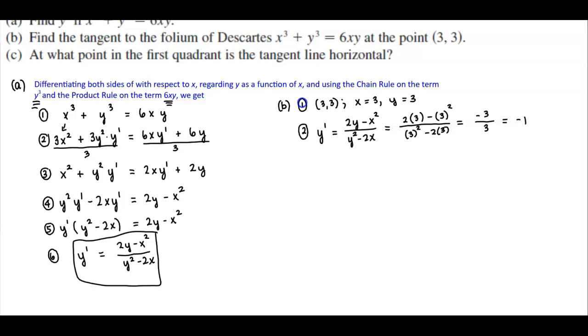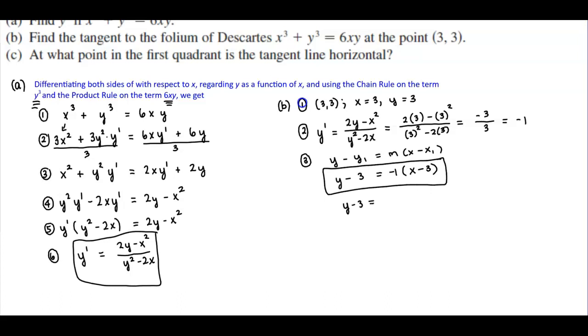So what we want to do now is use the point slope form: y minus y1 equals m times x minus x1. So we have y minus 3 equals negative 1 times x minus 3. So there is the point slope form. If we want to solve a little bit further, we get y minus 3 equals negative x plus 3. And so therefore y is going to equal negative x plus 6. So that represents the line that is tangent to that.